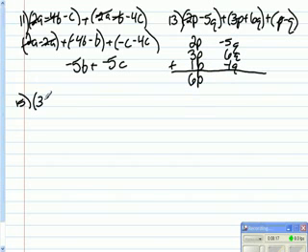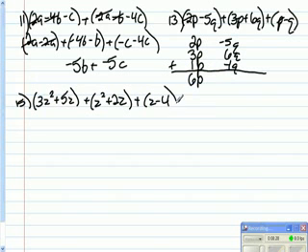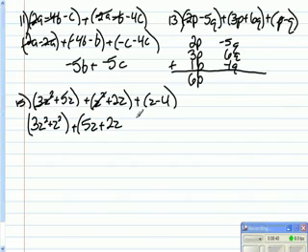And number 15, 3z squared plus 5z plus z squared plus 2z plus z minus 4. Alright, so I have a 3z squared and I have a z squared. Those are like terms. Those are out. And I have a 5z and I have a 2z and I have a regular z. So I got that one, I got that one, and I got that one. And I have a negative 4 left.